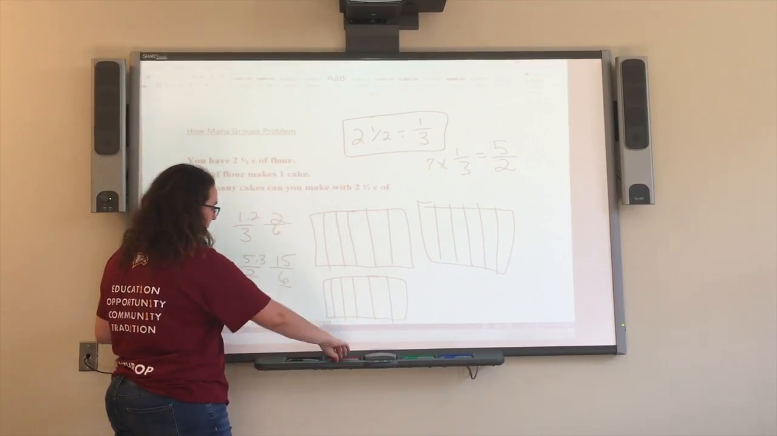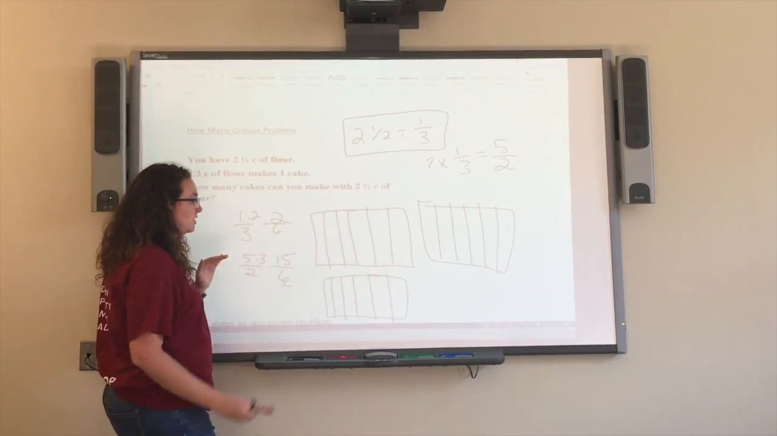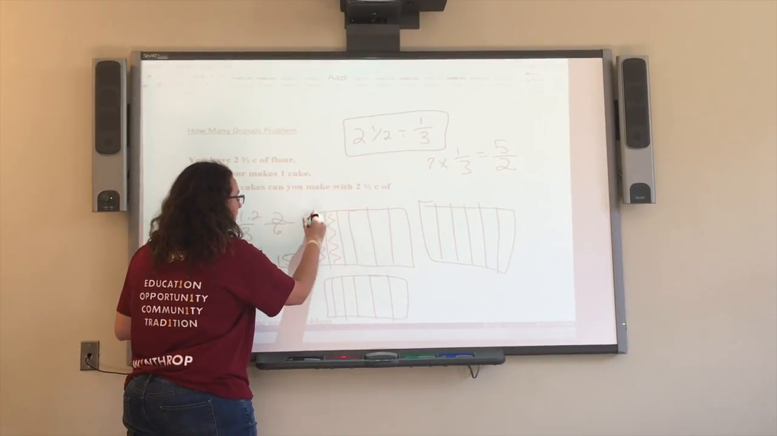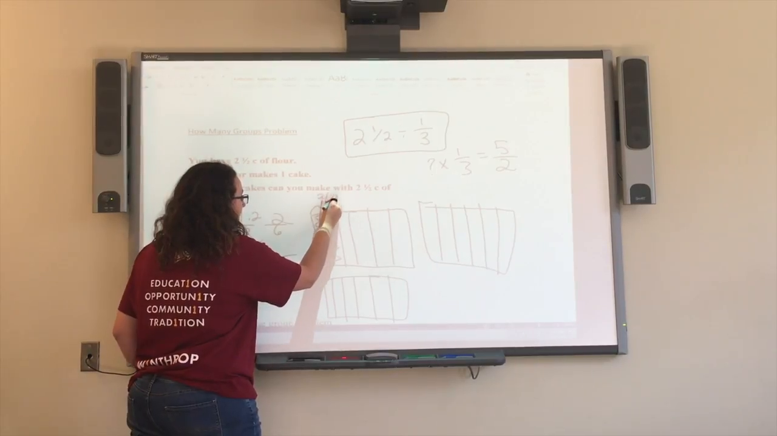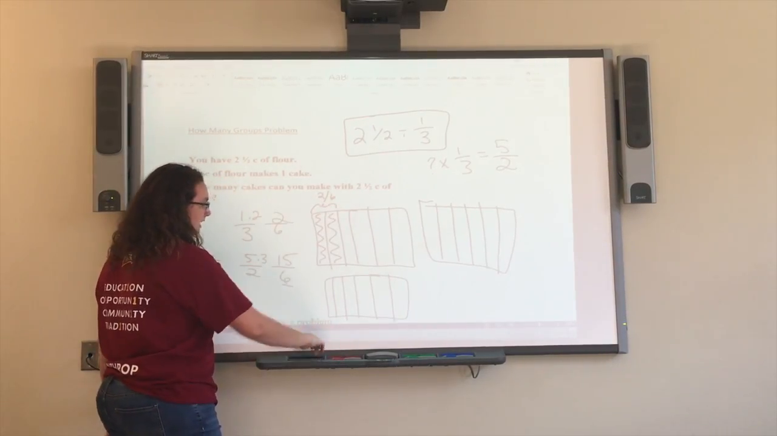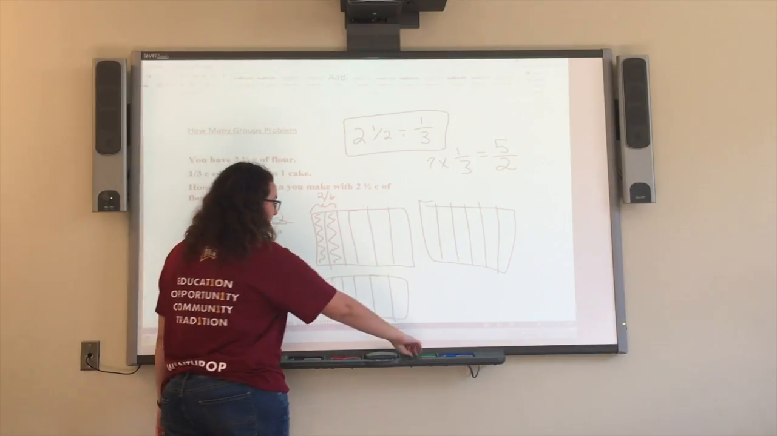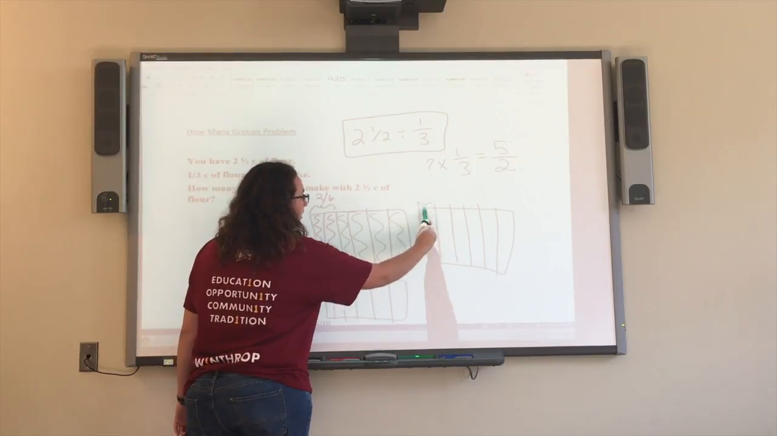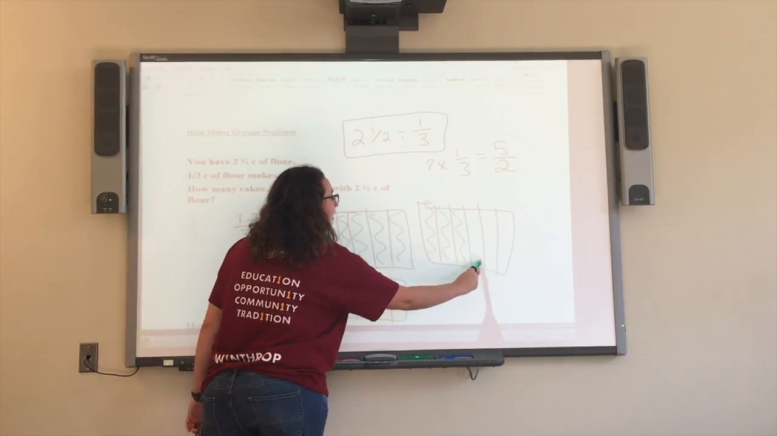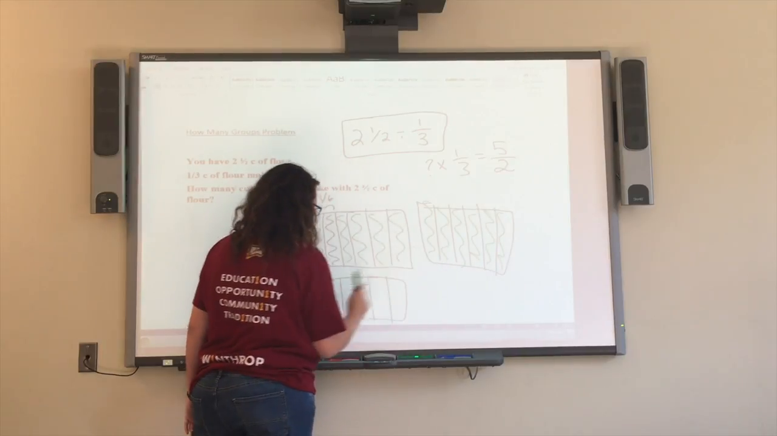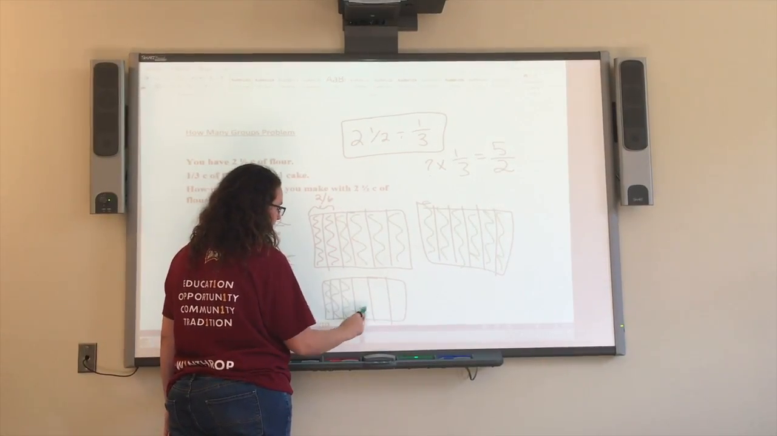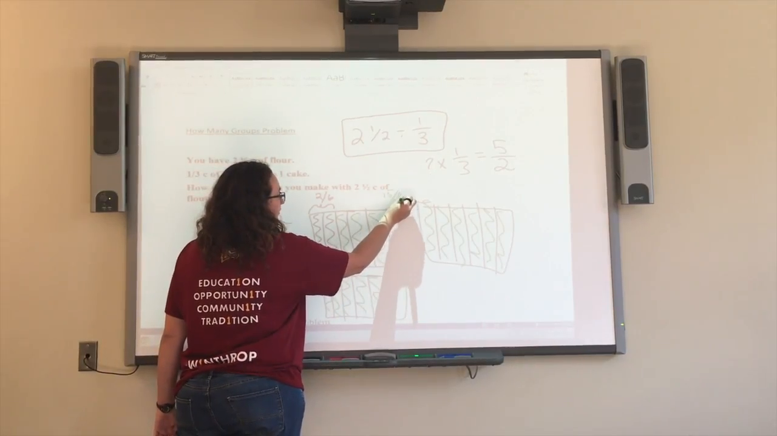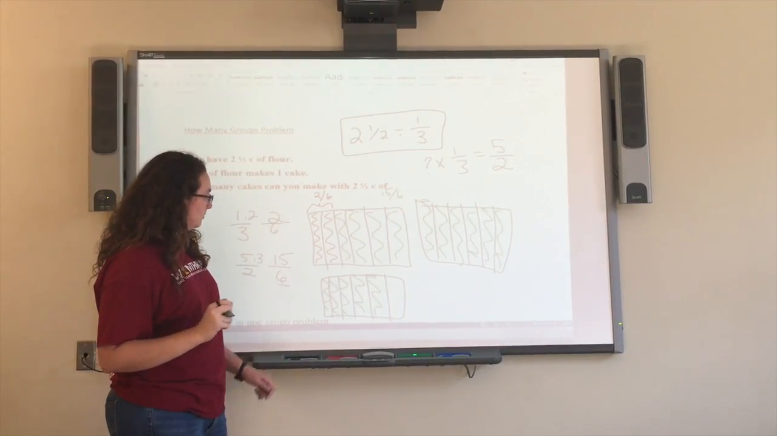Alright, so what I'm going to do is first color in 2/6 of my picture here. So right here is 2/6. And then our next fraction we're going to fill in is 15/6. So I'm going to color in 15 pieces here. 1, 2, 3, 4, 5, 6, 7, 8, 9, 10, 11, 12, 13, 14, 15, all right? So all the green pieces equal our improper fraction 15/6.